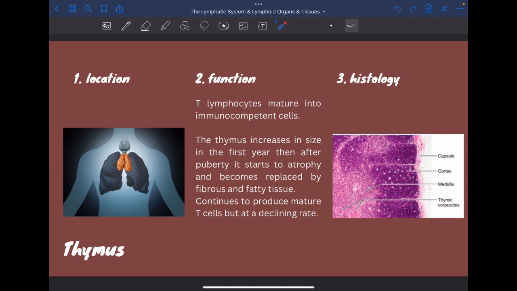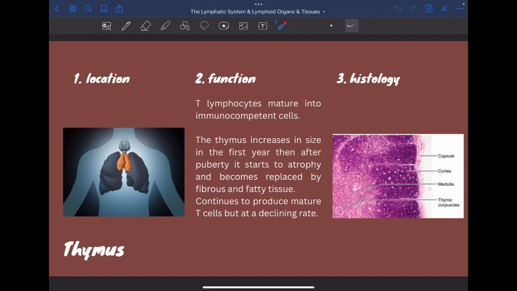It is present on the lower aspect of the neck up until the upper aspect of the chest, and it's mainly overlying the heart, deep to the sternum. The main function of it is that it trains the lymphocytes. The lymphocytes are formed in the red bone marrow. They will come to the thymus to basically become immunocompetent cells. In other words, the main job of the thymus is to allow these T cells to have the properties to defend us.